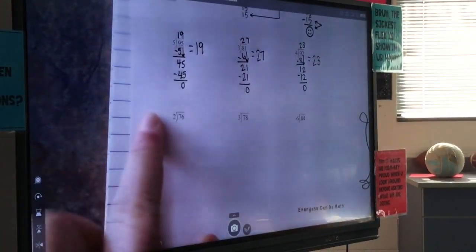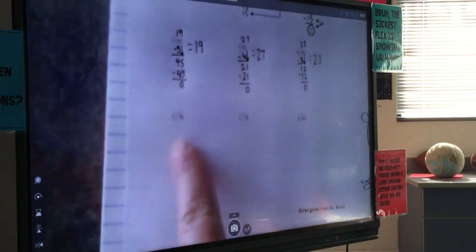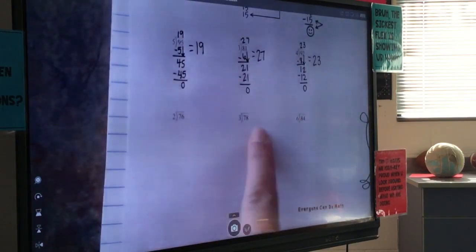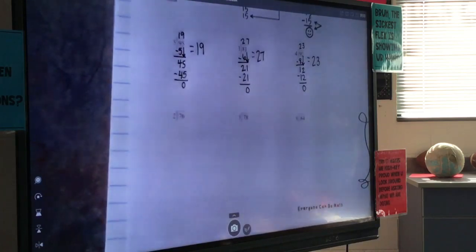All right, I want you and your group members to do the next 2. So 76 divided by 2 and 78 divided by 3. Stand up when you are done.